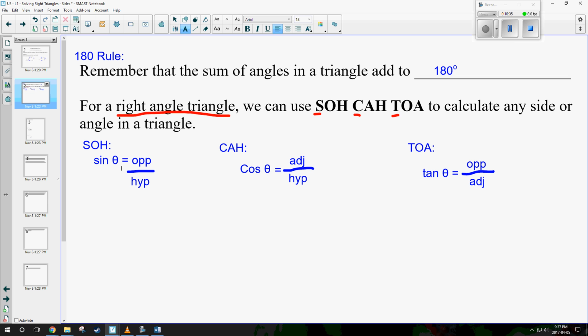And those are the three important formulas that we are going to use to be able to solve for our sides and our angles in right angle triangles. And we use this nice little thing called SOHCAHTOA to help us remember those formulas. So let's take a look at some examples.